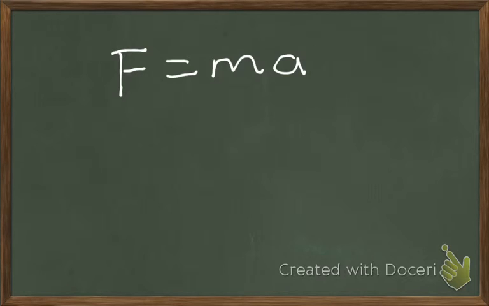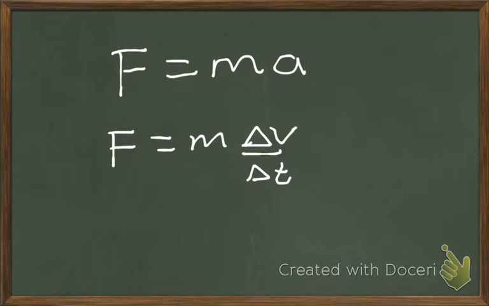Okay, here's where you can see this algebraically. Here's Newton's second law, F equals ma. I'm going to rewrite this a little bit in terms of velocity and time. So I'm going to change acceleration to delta v over delta t. All I did was substitute in. I didn't change the equation at all. It's still the same thing. It's just got different letters in it.